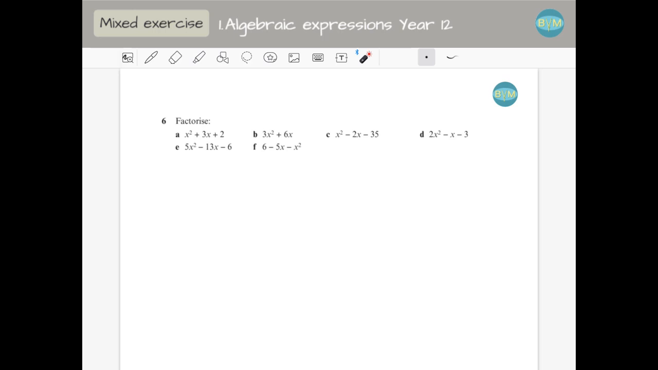Hello, question 6 on your mix exercise 1 from year 12. You have to factorize these expressions that are all of them quadratics. Yeah, all of them quadratic.